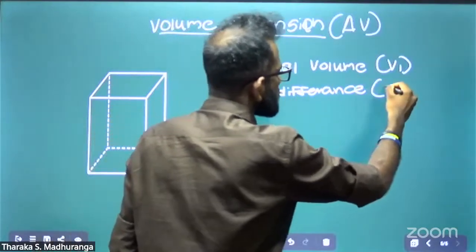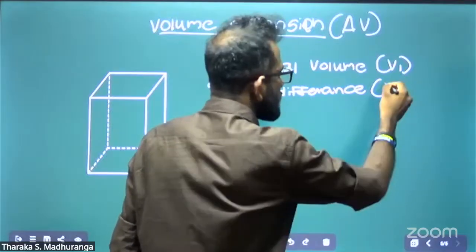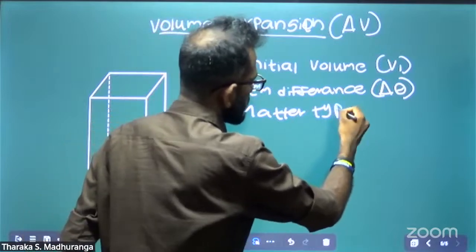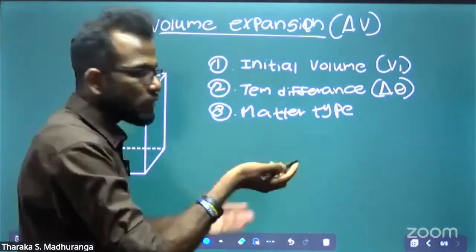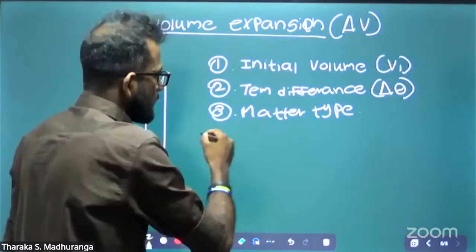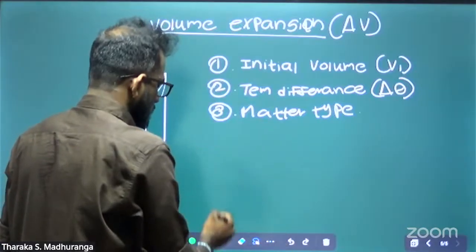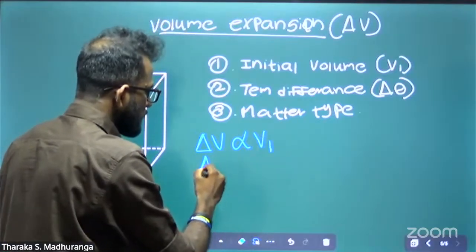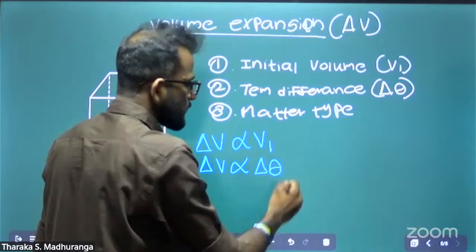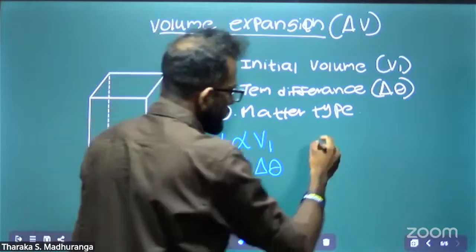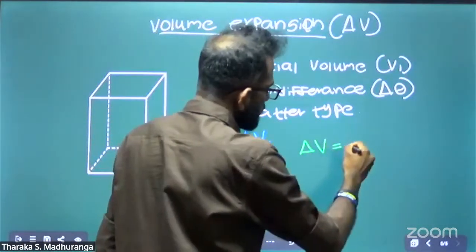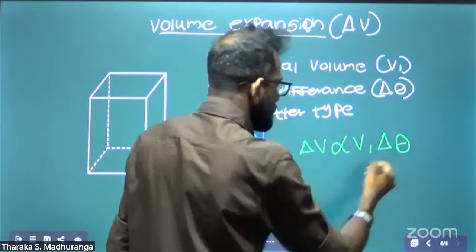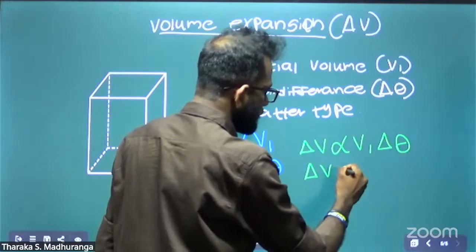The second one is the temperature difference, same as the last two, linear and area expansion. The temperature difference is delta theta. The third one is the matter type. When the initial volume increases, delta V is increasing. Therefore, delta V is directly proportional to V1. Similarly, delta V is directly proportional to the temperature difference. Temperature difference increases, delta V increases. Therefore, we get the equation delta V is directly proportional to V1 delta theta.